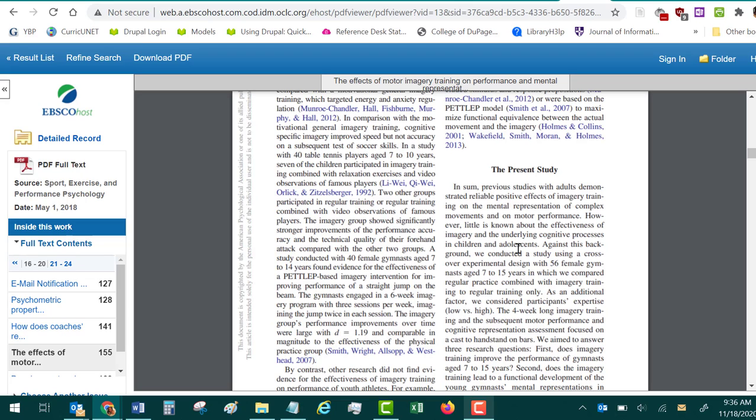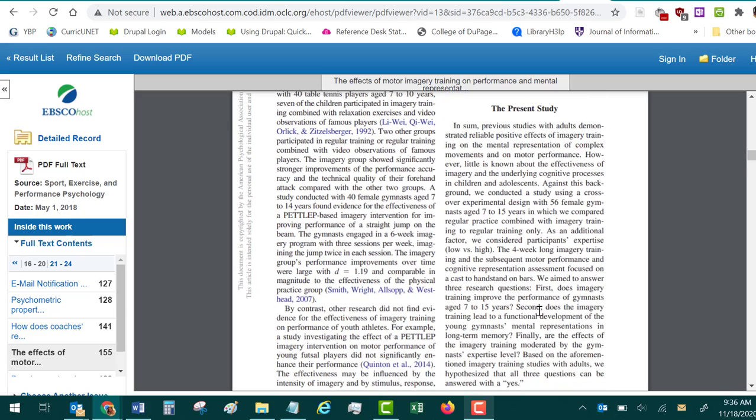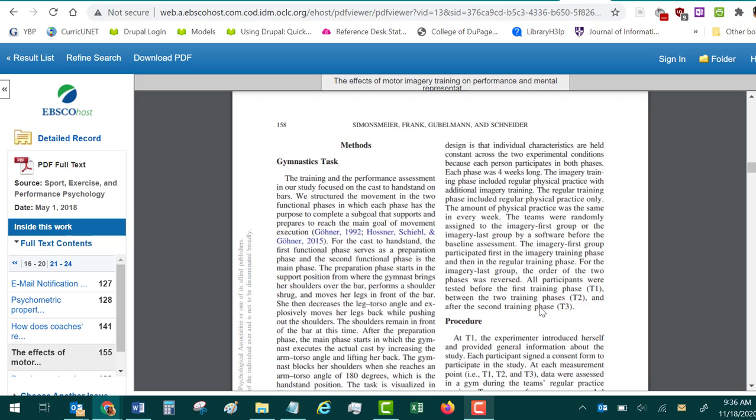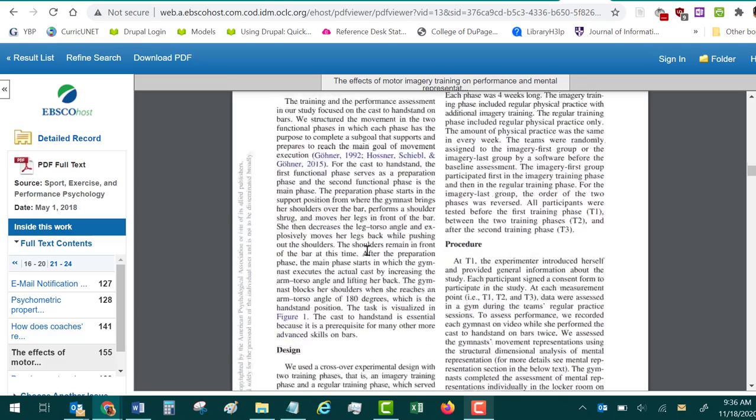And you can see as we look, we conducted a study. We looked at 56 female gymnasts in this age range. It was 4 weeks long. And as you keep reading, obviously you learn a little more about the study here. You can also see they measured performance on very specific gymnastic tasks.